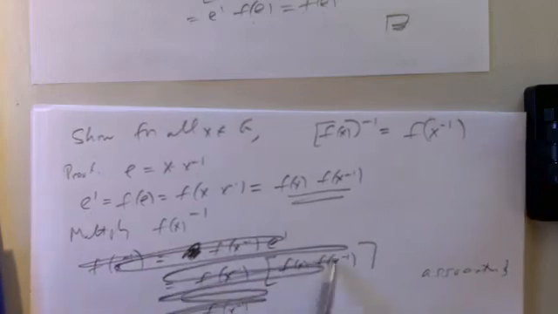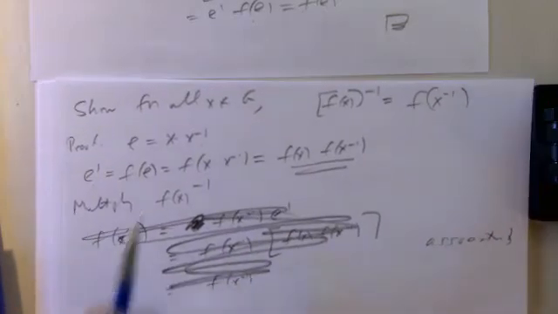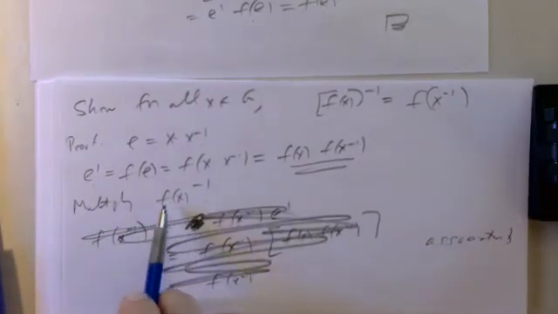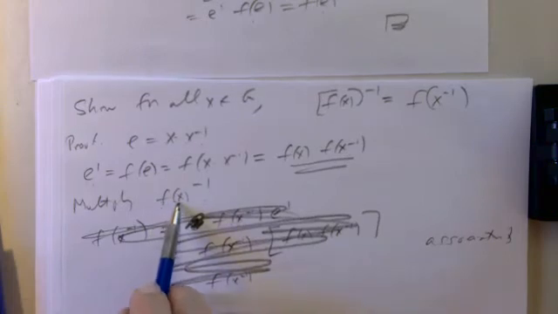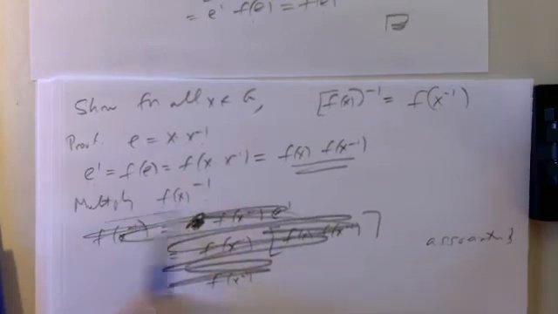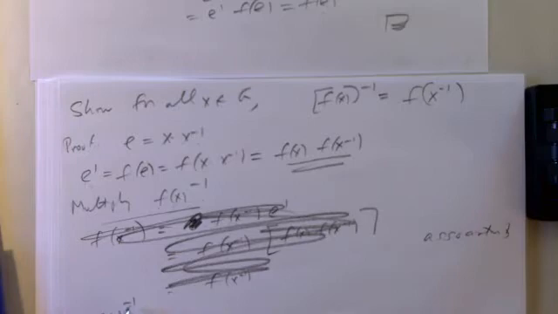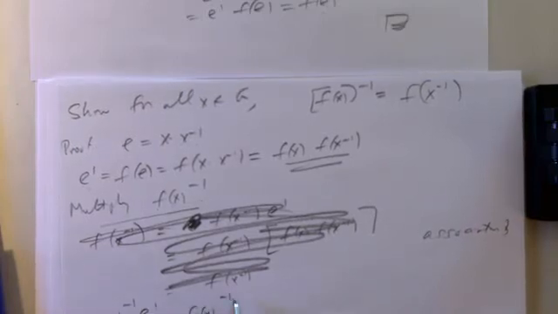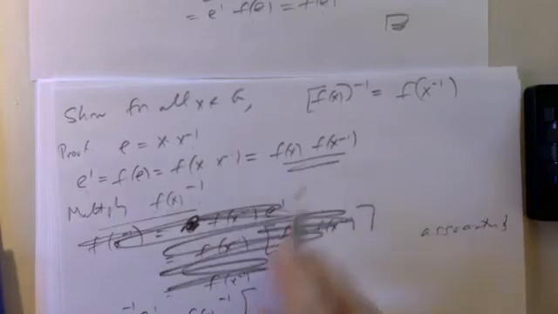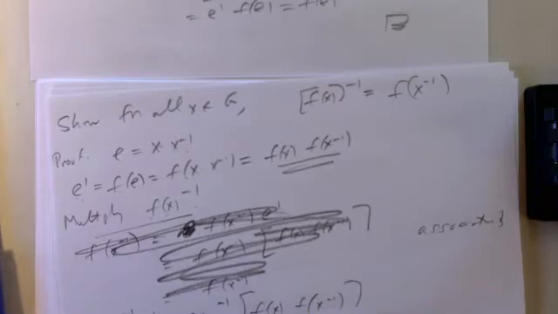this isn't wrong, but it's not what I wanted to say. I want to multiply by f of x inverse, the inverse of f of x. This is what I'm doing. So f of x inverse times E prime is f of x inverse times f of x inverse.